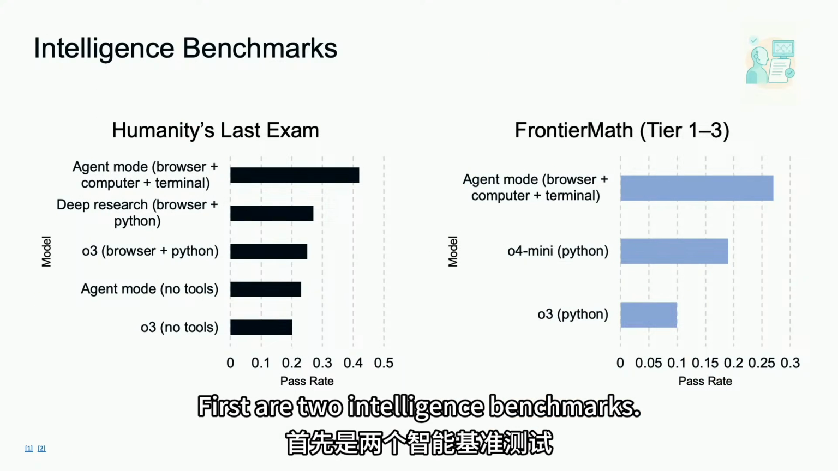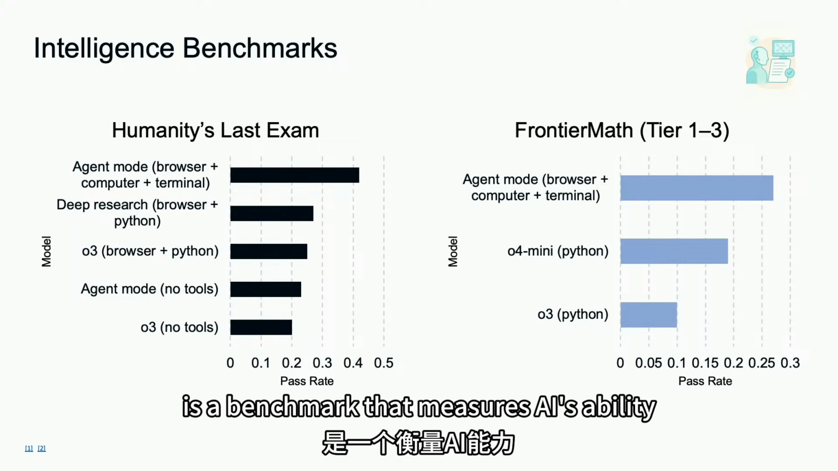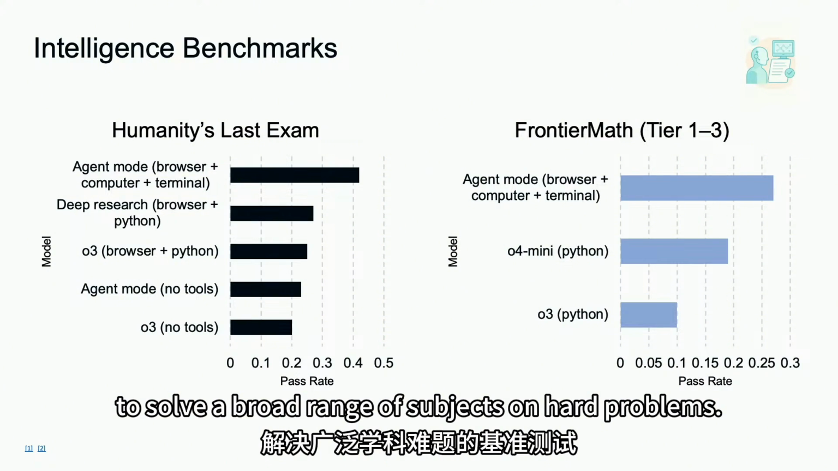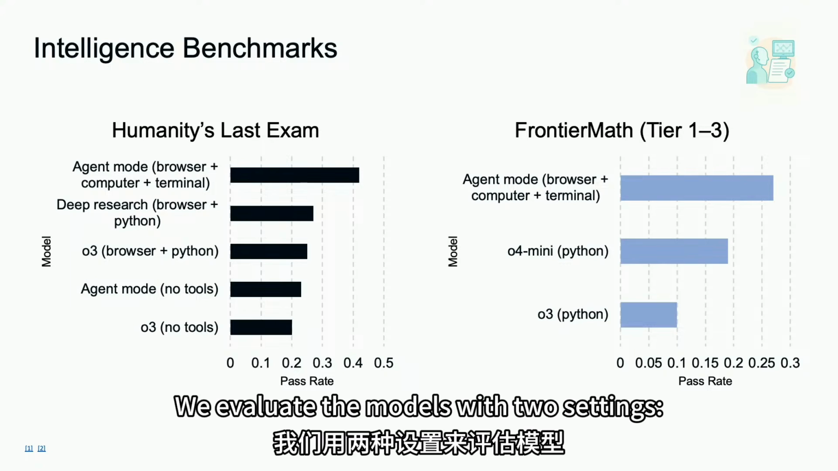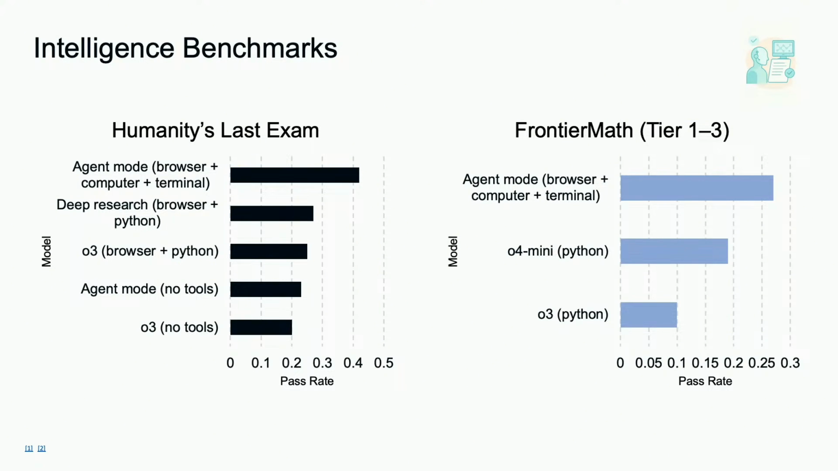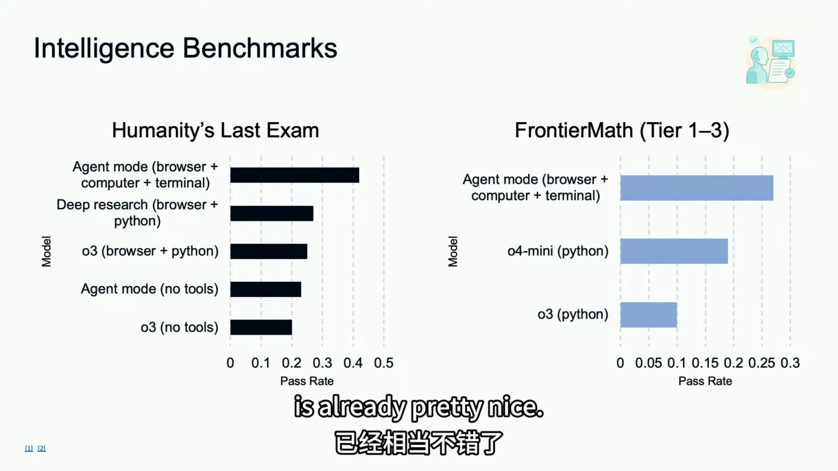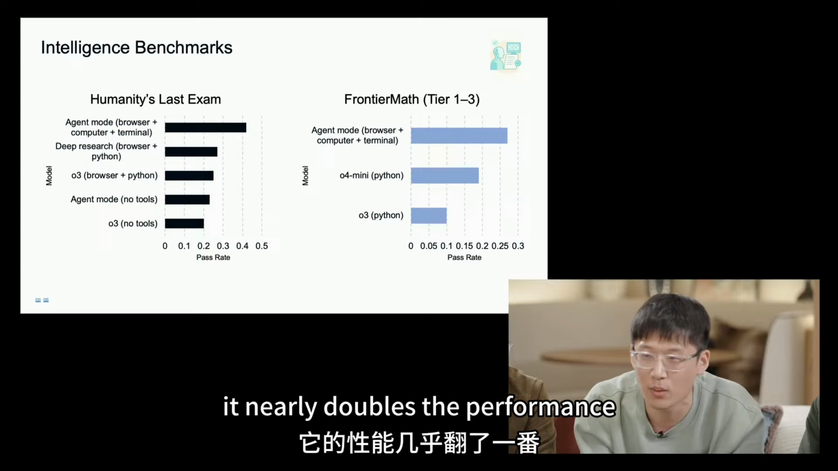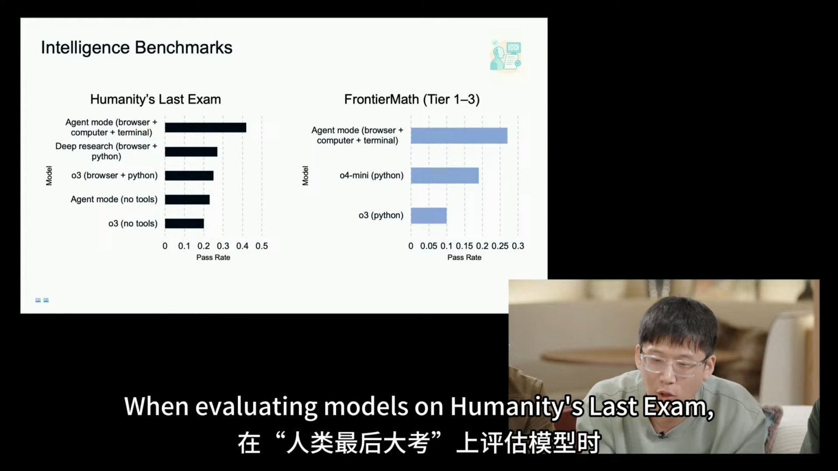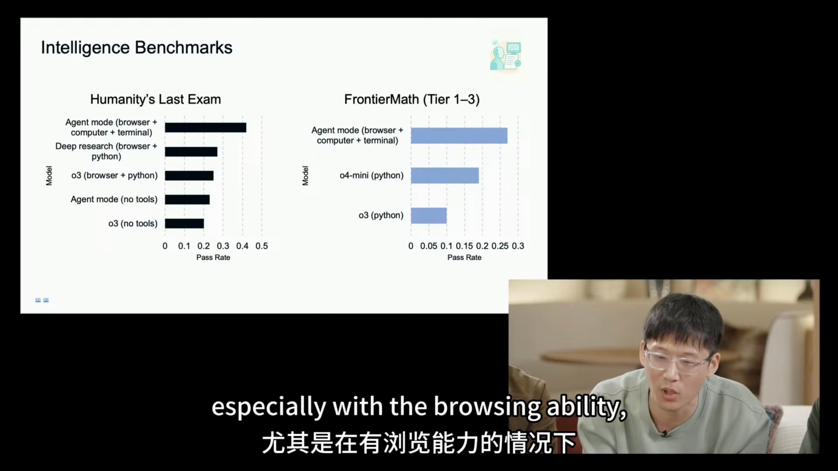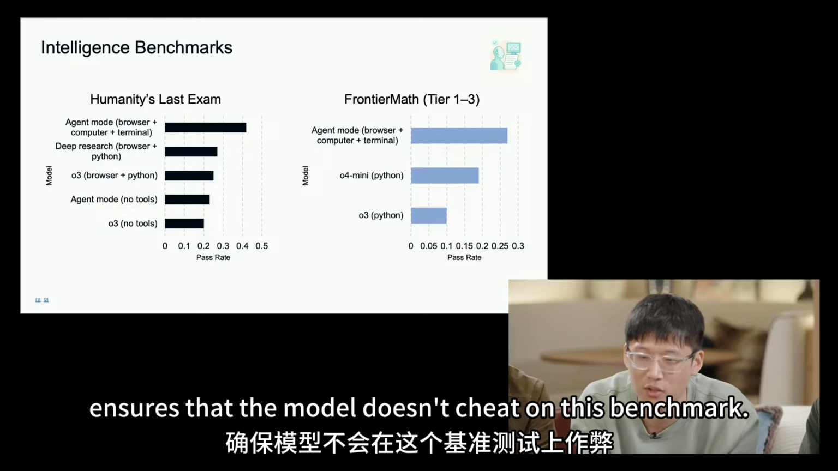First are two intelligence benchmarks. Humanity's Last Exam is a benchmark that measures AI's ability to solve hard problems across a broad range of subjects. We evaluate the models with two settings, with and without tool use. We can see that the agent mode's raw intelligence is already pretty nice, and with access to all tools, nearly doubles the performance to 42%. When evaluating models on Humanity's Last Exam, especially with the browsing ability, we have a two-layer decontamination that ensures that the model doesn't cheat on this benchmark.